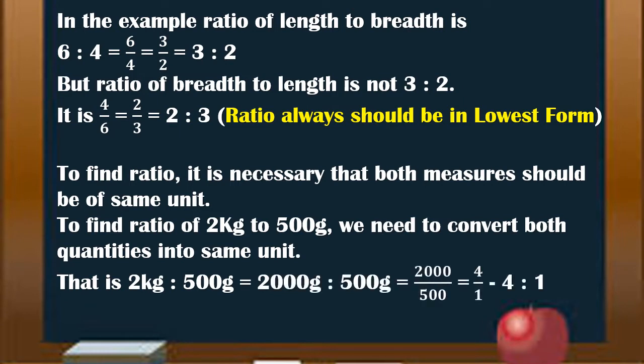That is, to find the ratio of 2 kg to 500 gram, we need to convert both quantities into the same unit. So 2 kg to 500 gram will be 2000 gram to 500 gram, and don't forget you have to bring it to lowest form.